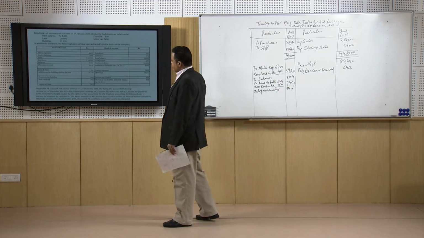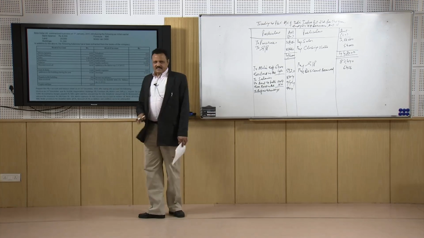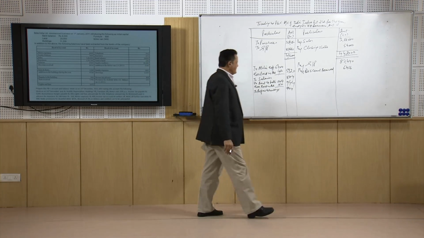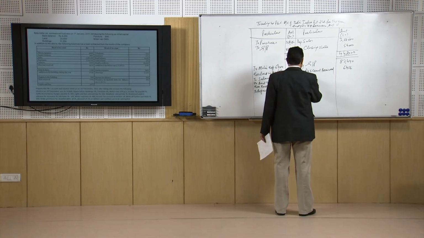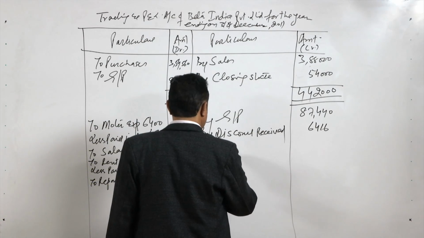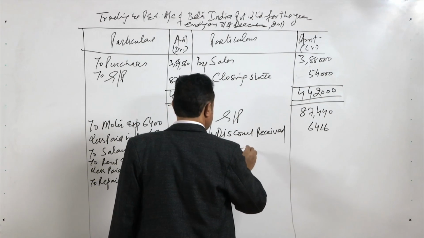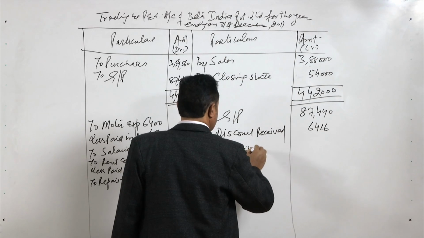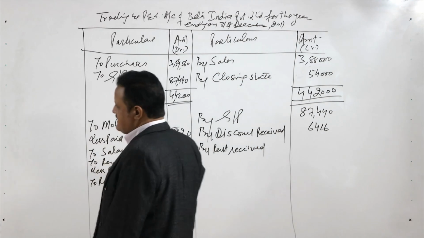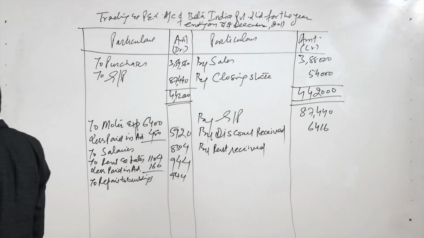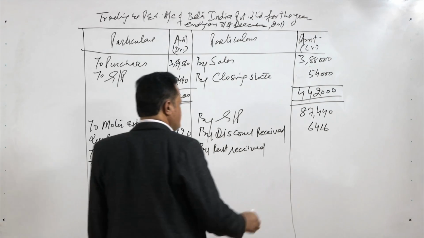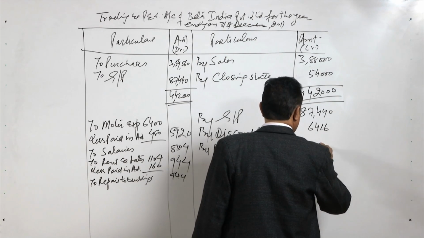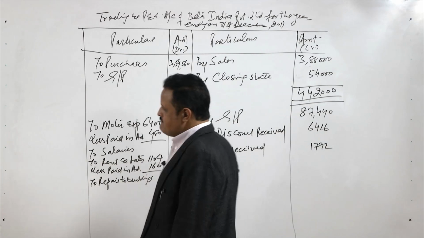Then we have rent received. Now, again it is the credit, it is income, indirect income. So, it is by rent received. How much rent is received? Rent received is 1792, we will be taking here.